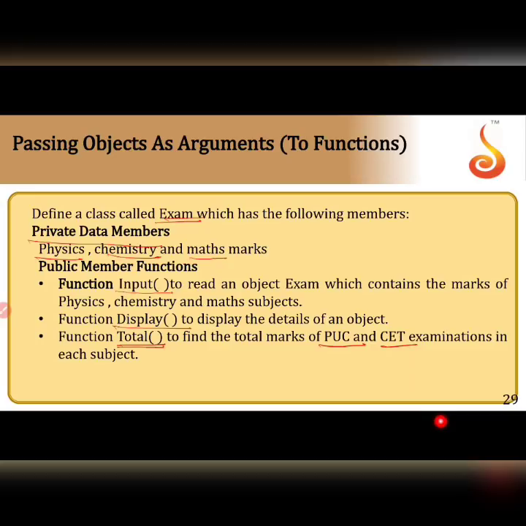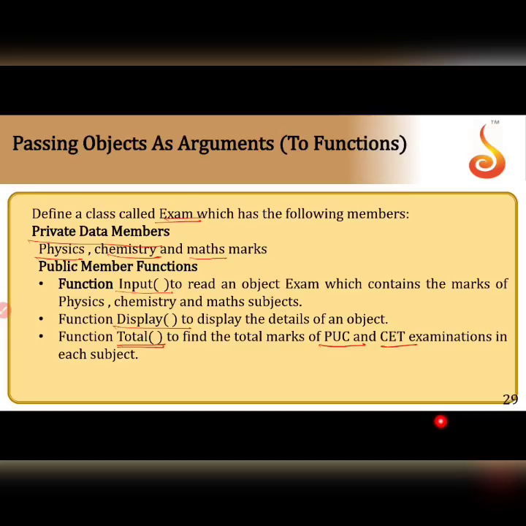So, you can have a look at the question. The question says the name of the class should be exam and it should have three variables, that is physics, chemistry and math. Why do I need it? To store the score, the marks scored by the student in the PUC and the CET examinations. So, how do I do that? In the input function, I will take the PU marks first and then the CET marks.